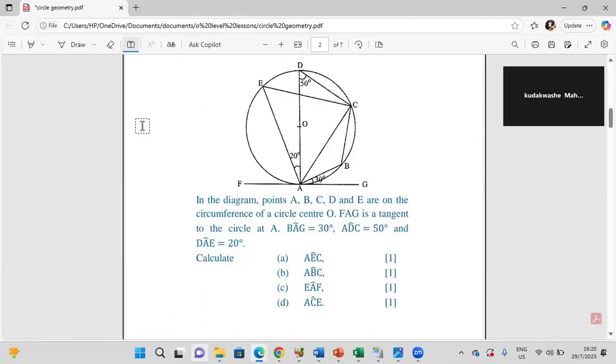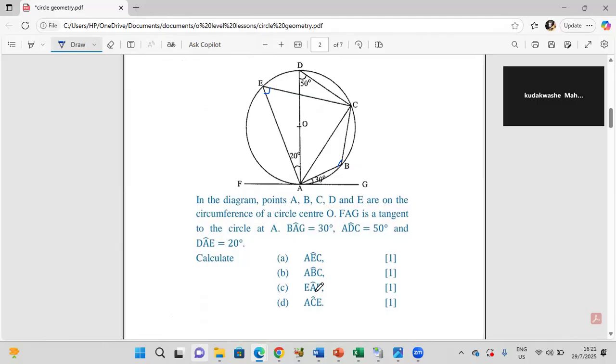ADC is 50, we can see that. And DAE is 20. So before I even attempt, let's quickly check the angles that the examiner wants us to find. Let's mark them. AEC: A, then you go to E, then you come to C. That's the first angle. Then the other angle is ABC: A, then you go to B, then you go to C. So that's again the other angle that the examiner wants.